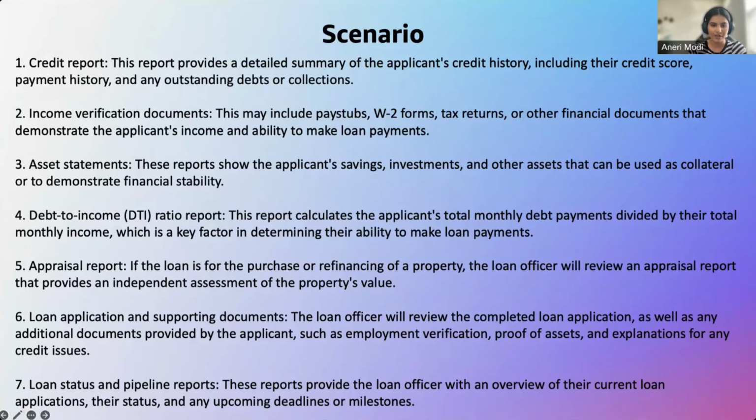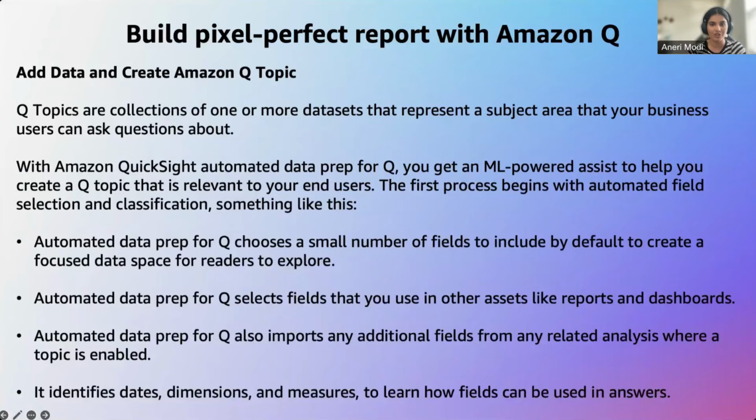And just to give a background on how you can get started by building Pixel Perfect reports with Amazon Q, the first thing is to add your data set. So you connected your QuickSight to a data set, and then you'd go ahead and create an Amazon Q topic. So topics are basically a collection of one or more data sets that represent a subject area which your business users can ask questions about. So you can consider it also to be a data prep. So with Amazon QuickSight automated data prep for Q, you get an ML powered assist, which can help you to create a Q topic which is relevant to your end user.